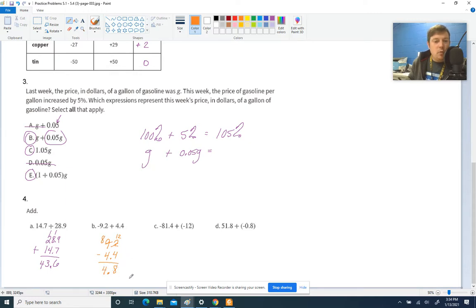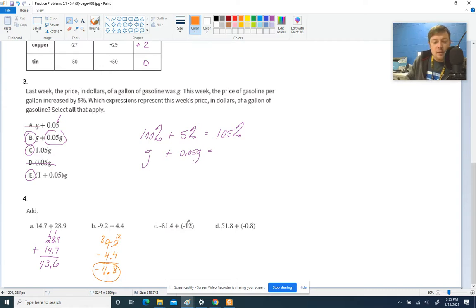Our difference is 4.2. But who wins this battle? If I'm at negative 9-ish and I only go up 4-ish, I don't have enough to get out of the negative. So I know that this is a negative answer. All right, let's look at this next one here.